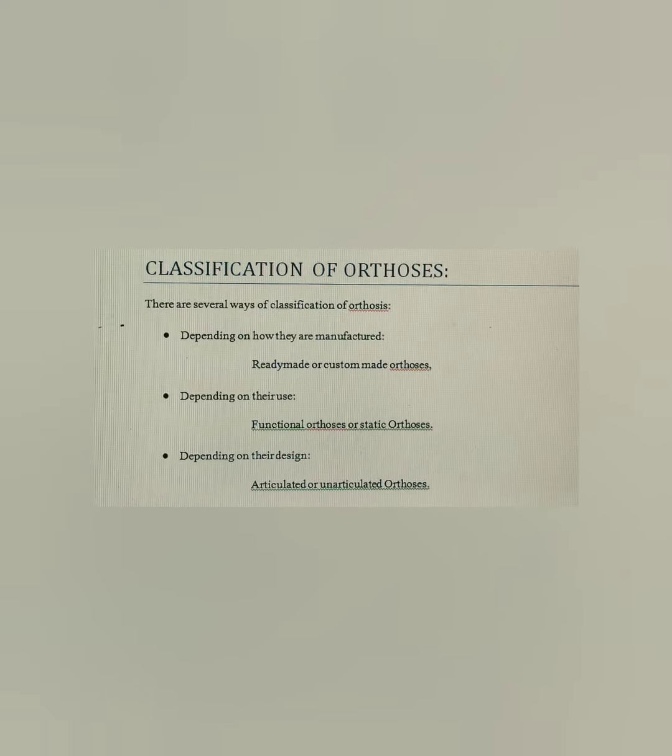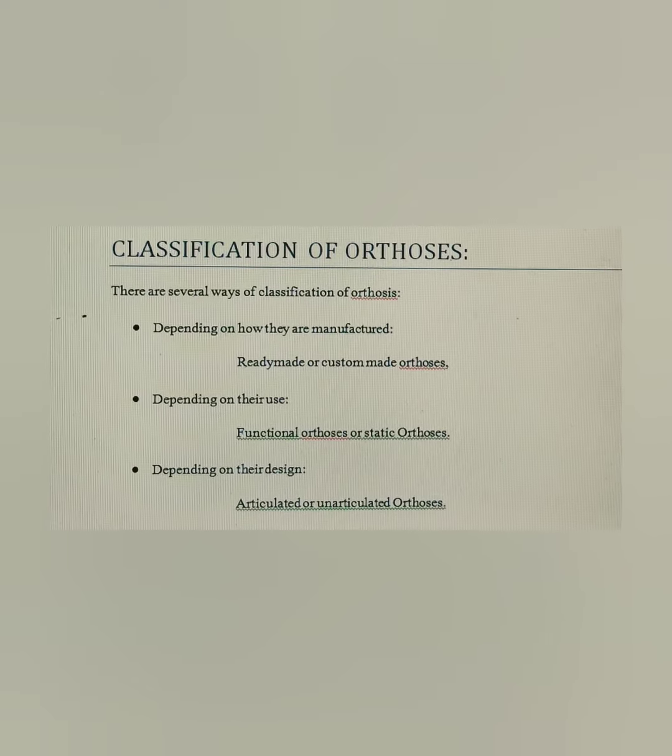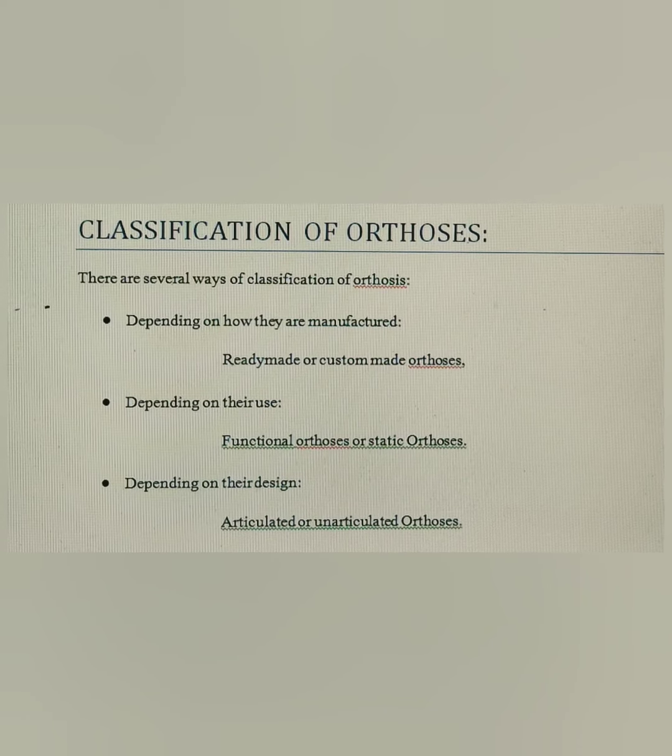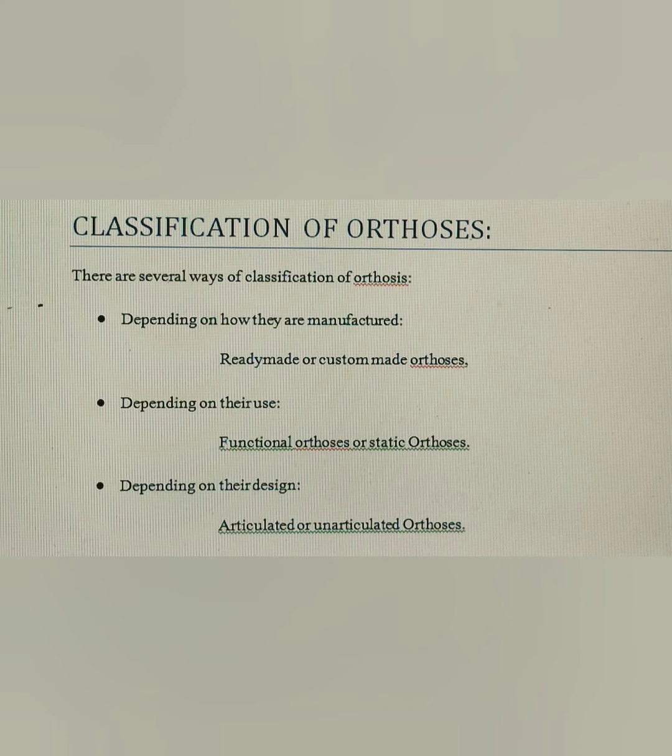The third question was about classification of orthosis. There are several ways to classify the orthosis, depending on how they are manufactured, depending on their use, depending on their designs. So if we classify the orthosis depending on how they are manufactured, there are two classes. Number one, ready-made, also known as off-the-shelf, or number two, custom-made.